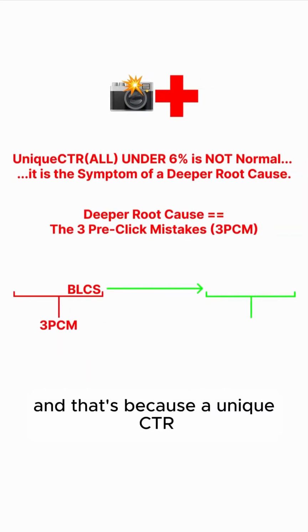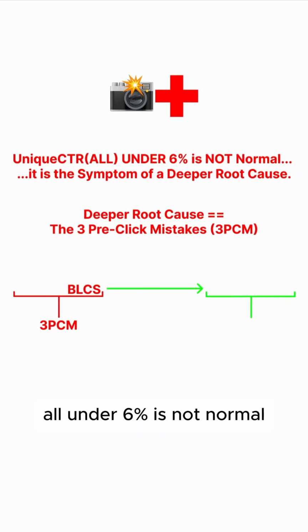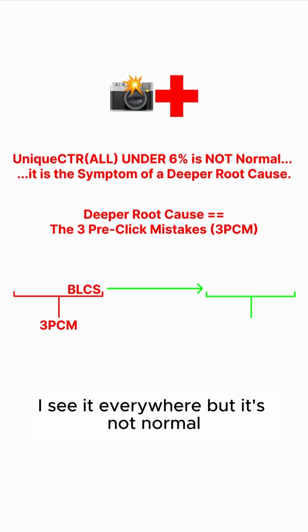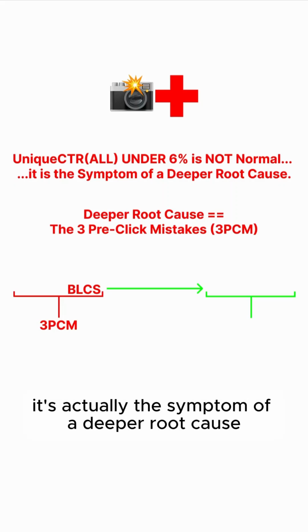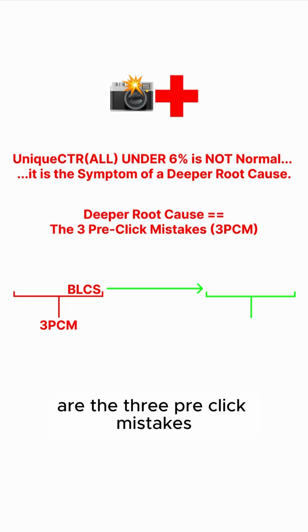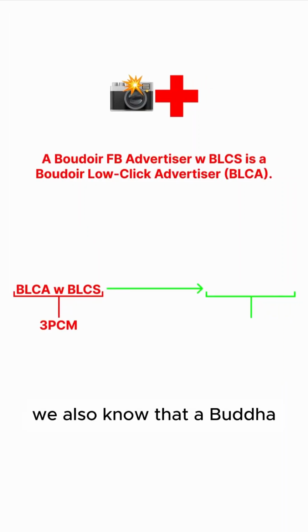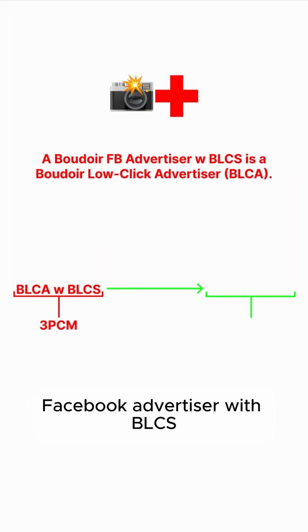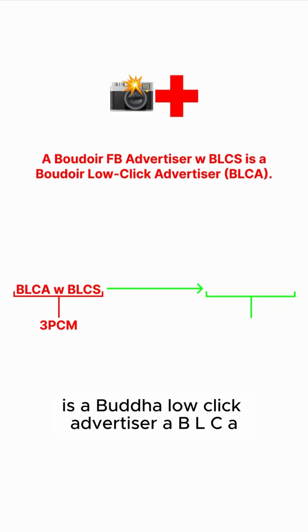That's because a unique CTR all under 6% is not normal. It's super common, I see it everywhere, but it's not normal. It's actually the symptom of a deeper root cause, and that deeper root cause is the 3 pre-click mistakes. We also know that a Boudoir Facebook advertiser with BLCS is a Boudoir low-click advertiser, a BLCA.